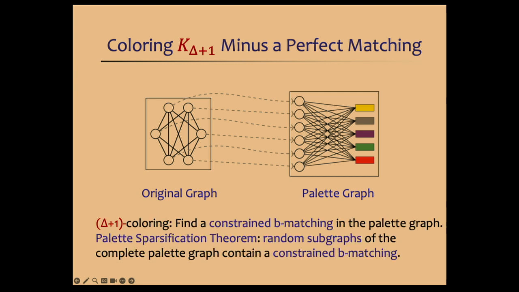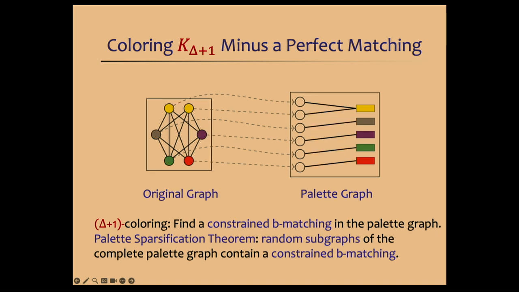Okay? And with some interesting constraints, so vertices on the right have bigger capacities, right? But you have to make sure whenever you assign multiple vertices to the same color, those vertices better form an independent set. Okay? So that's the constrained version of this B matching problem. So this is how the solution would look. Yellow got assigned two vertices and so on.